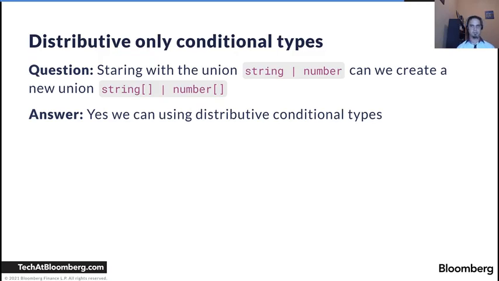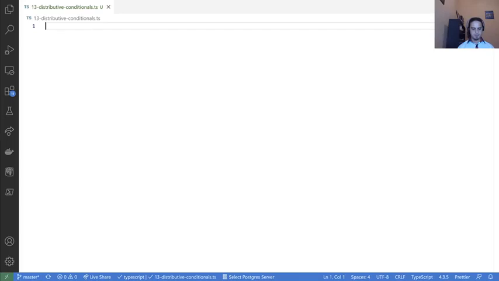Can we, starting from a union, for example string or number, create a new union that contains an array of strings and an array of numbers as its constituents? And the answer is yes, we can do this easily using distributive conditional types. So how can we do that?